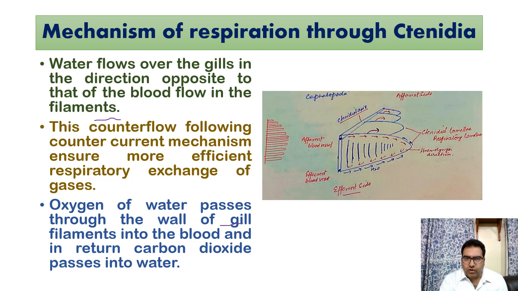The water, which contains the higher concentration of oxygen, passes through the wall of the gill filaments into the blood, and in return the carbon dioxide passes into the water. The amount of gaseous exchange is proportional to the respiratory surface area and to the concentration gradient.